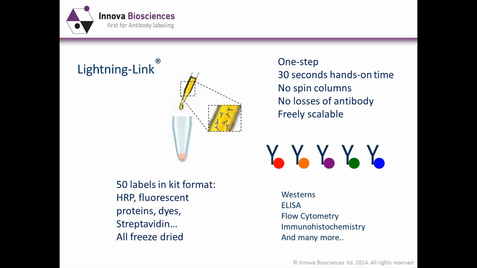Okay, so just to summarize then, you're simply adding your antibody to a freeze-dried mixture. Could be any one of 50 labels in this format: enzymes, fluorescent proteins, dyes, streptavidin, biotin. One step, 30 seconds hands-on time, no spin columns, so there's no losses of antibody, freely scalable. Applications are obviously broad with this number of labels: Westerns, ELISA, flow cytometry, immunohistochemistry. This is just an easy way of making any conjugate you might need with the minimum of fuss.